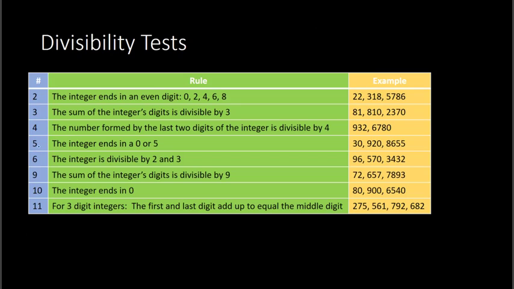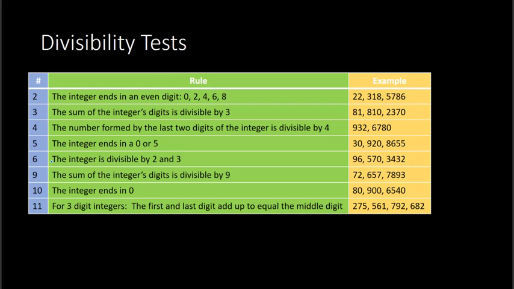To determine if a number can be divided by 5, we look to see if the entire number ends in a 0 or a 5. So 30 ends in a 0, therefore you can divide by 5 with no remainder. 920 ends in a 0, so I can divide by 5 with no remainder as well. 8,655, that ends in a 5, so therefore I can divide by 5 with no remainder.